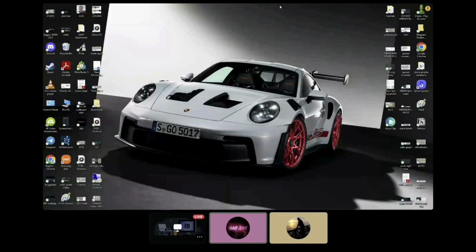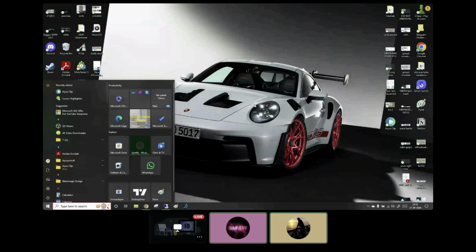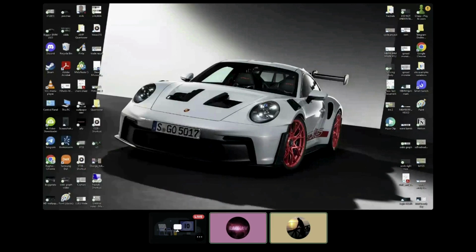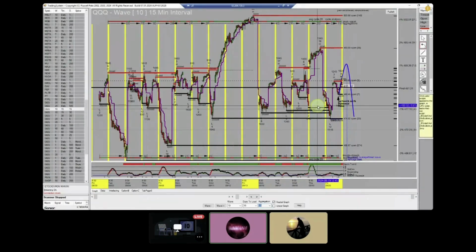I'm going to use mouse highlight. Yes, please. I was lost. Can you see it now? Awesome. Yes.